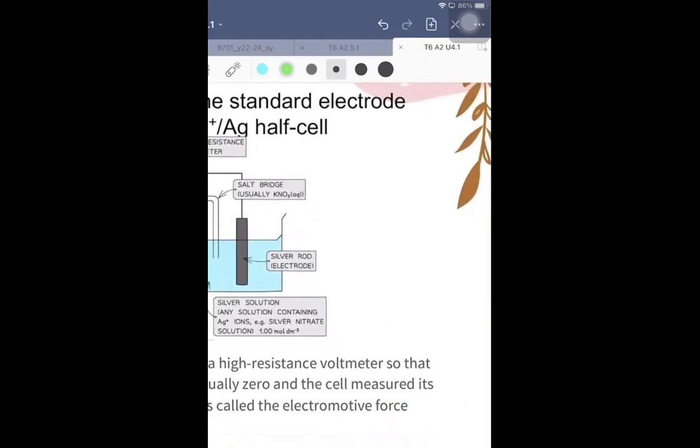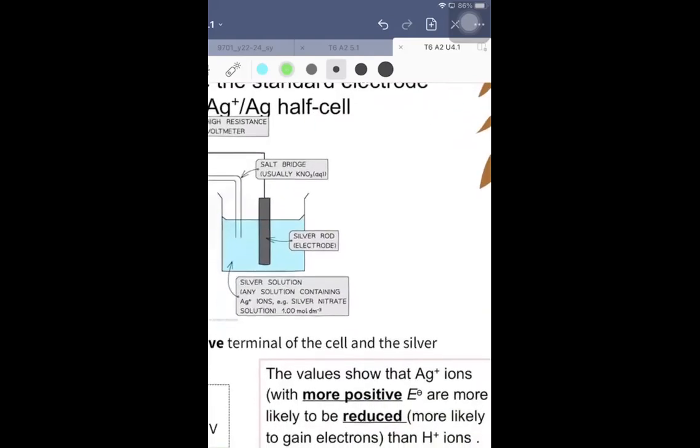All right, so the electrodes are connected through a high resistance voltmeter. The voltmeter is there because we want to read the potential difference. The voltage that we read here is called the electromotive force, or the EMF of the cell, E cell. Don't worry about the E cell, I will talk about this later on.